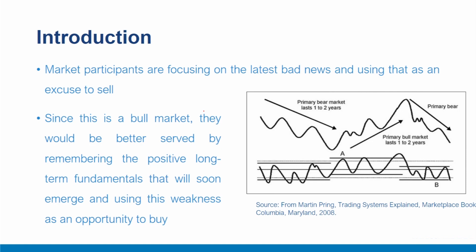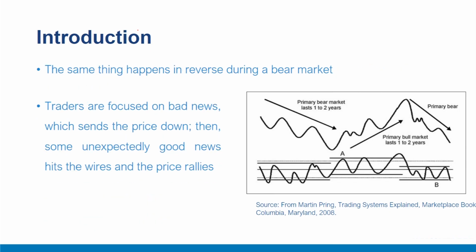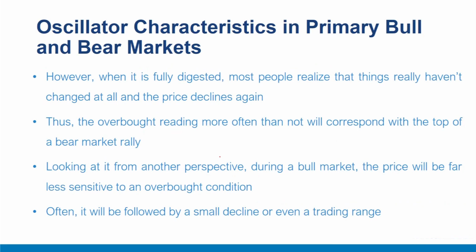Traders are focused on bad news, which sends the price down. Then some unexpectedly good news hits the wires and the price rallies. However, when the news is fully digested, most people realize that things really haven't changed at all and the price declines again. Thus, the overbought reading more often than not will correspond with the top of a bear market rally.